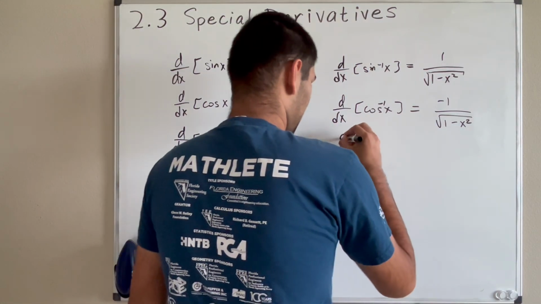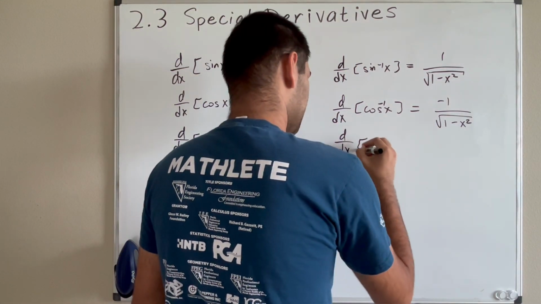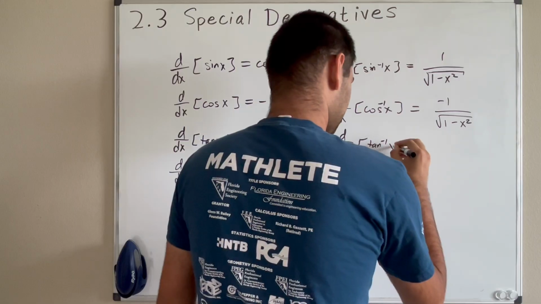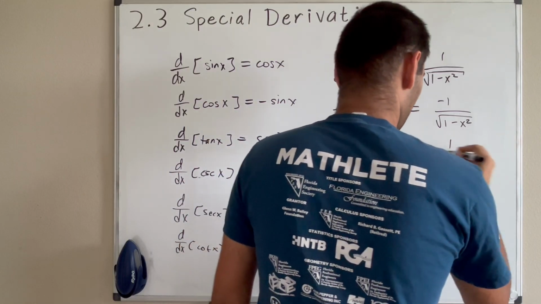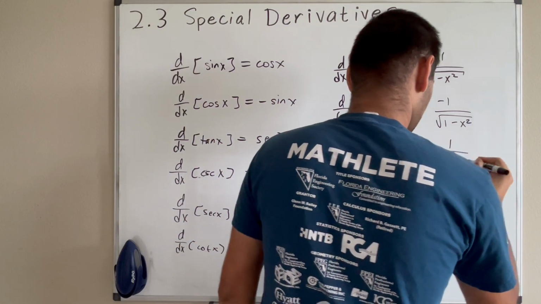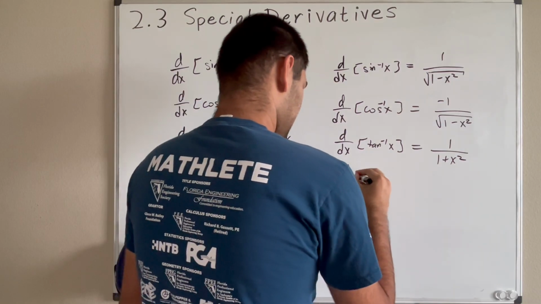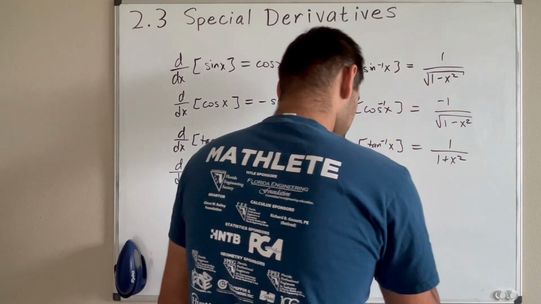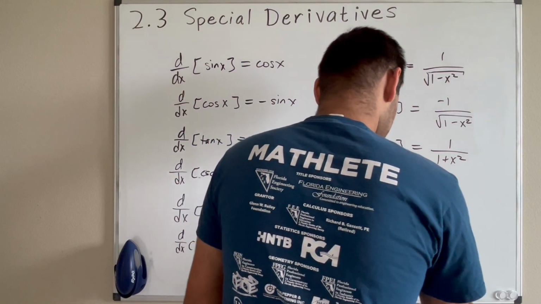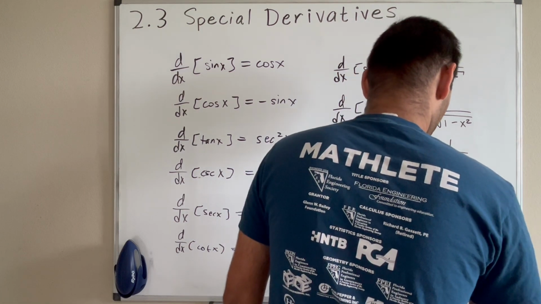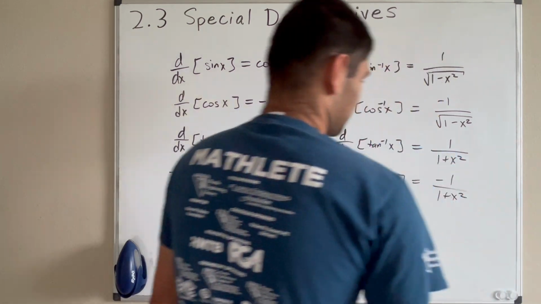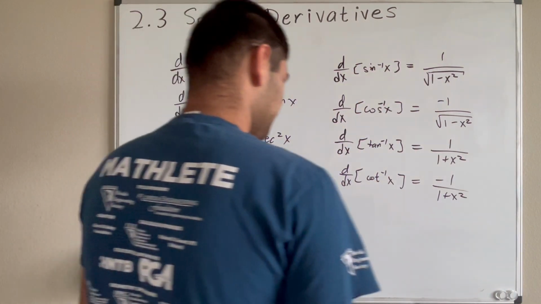So then we have the derivative of inverse tangent is 1 over 1 plus x squared. So that means that the derivative of inverse cotangent, yup, you guessed it, is just negative 1 over 1 plus x squared. So this is pretty nice, right?